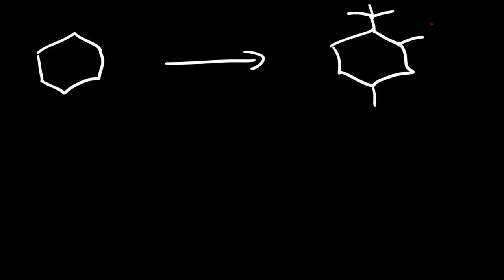So we want to add a tert-butyl group, a bromine atom, and a nitro group. What is the order in which we should add these three groups? Let's pick one. Let's start by adding the NO2 group.